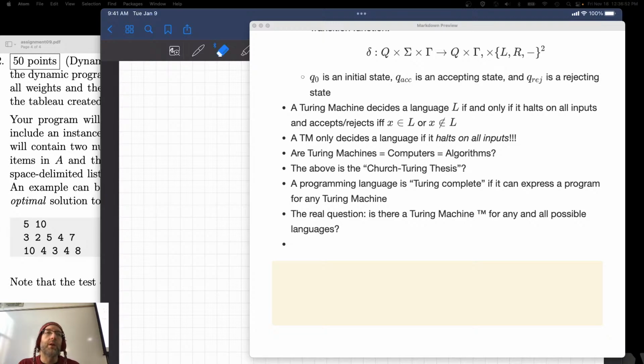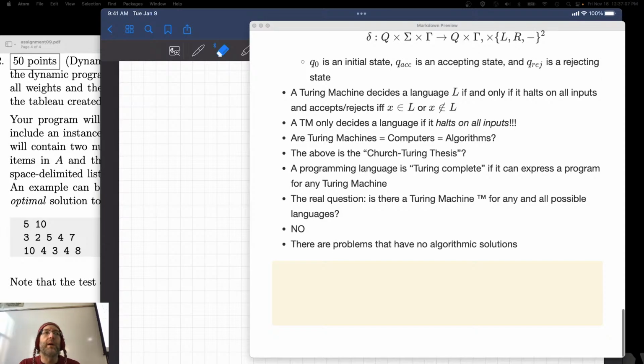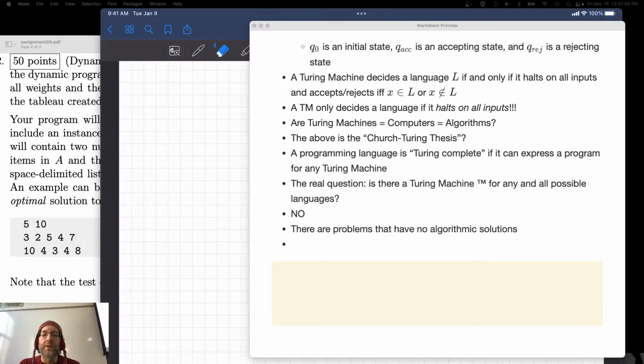Likewise, for every Turing machine that decides one language, right? If and only if, basically. And the answer is going to be a clear no. There are problems that have no algorithmic solutions. That's one way of looking at it. There are languages that are not decidable by any Turing machine, TM for short.